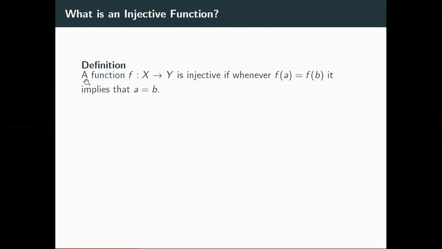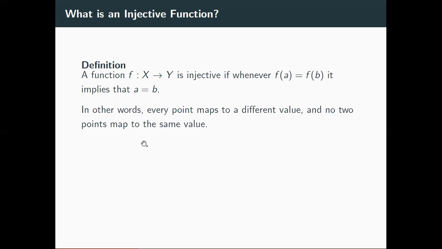So we define a function f mapping X to Y to be injective if whenever f of a equals f of b, that implies that a equals b. So in other words, intuitively speaking, an injective function takes every point and maps it to a different value. So no two points map to the same value. Now I have written it alternatively like this, and I will come back to this in a moment.